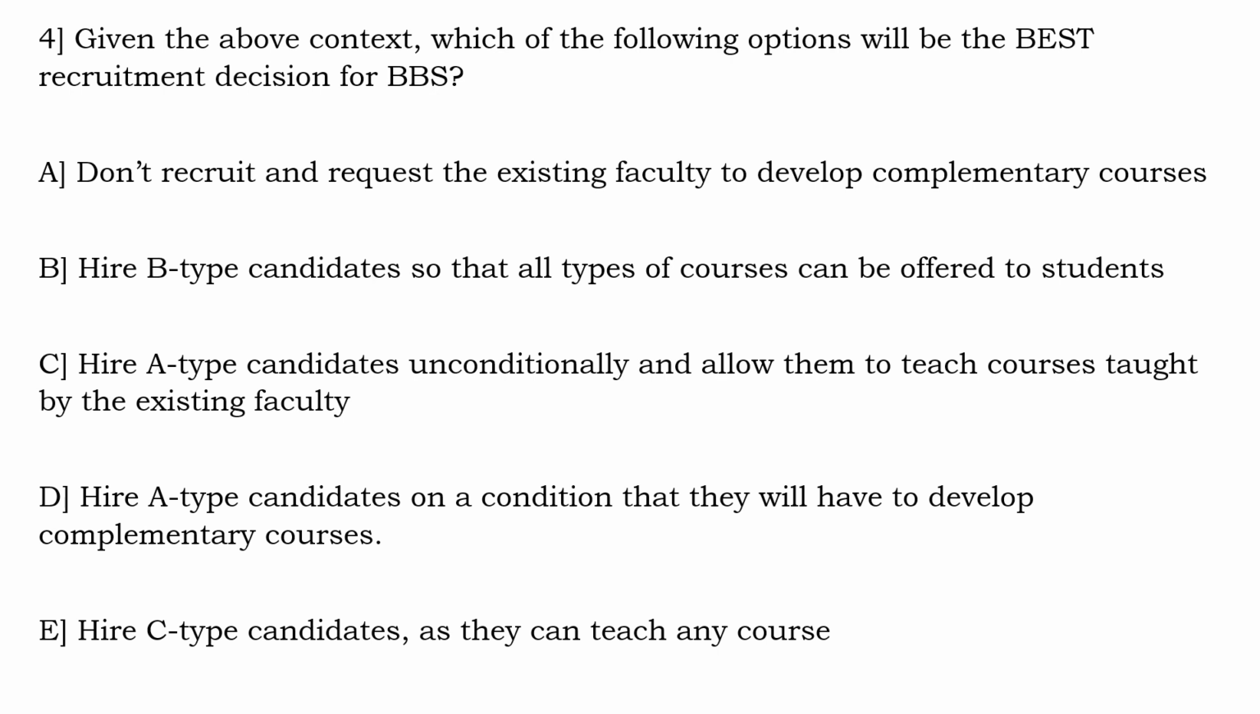Option E, hire C type candidates as they can teach any course. This again, when you hire C type candidates, the staff shortage issue will be solved, but the upgradation issue will not be solved. Because for the C type candidates, the passage does not say that they are able to develop the new courses. So this also will not be a good answer. So option D is the best recruitment decision among the available options. So this should be your answer.